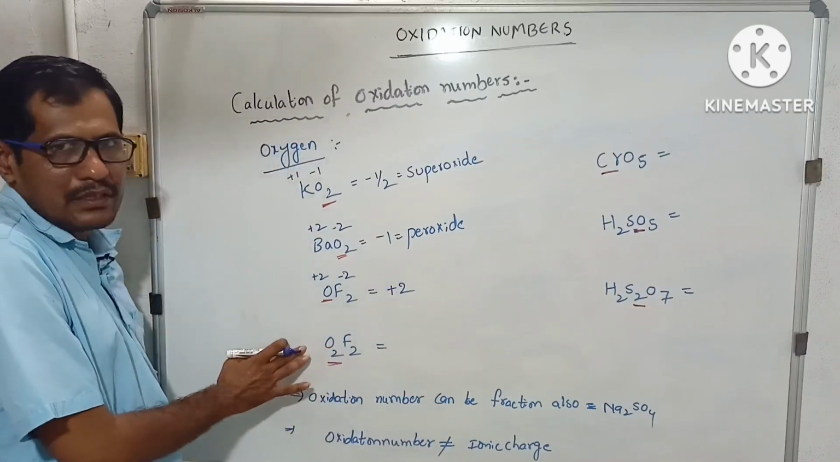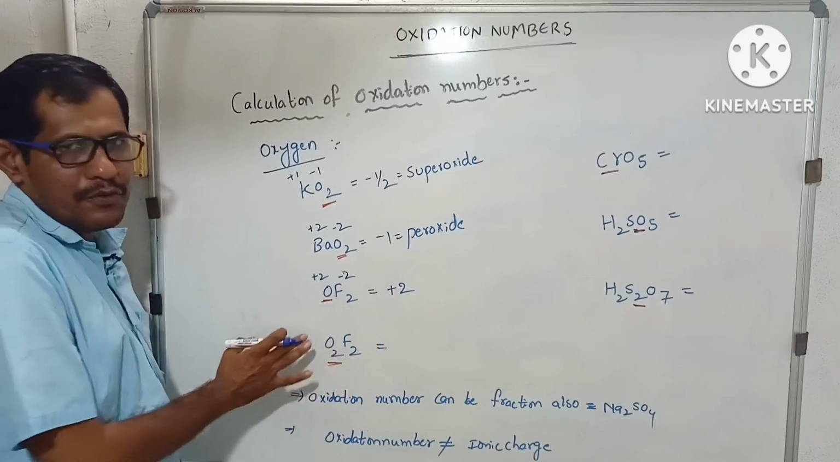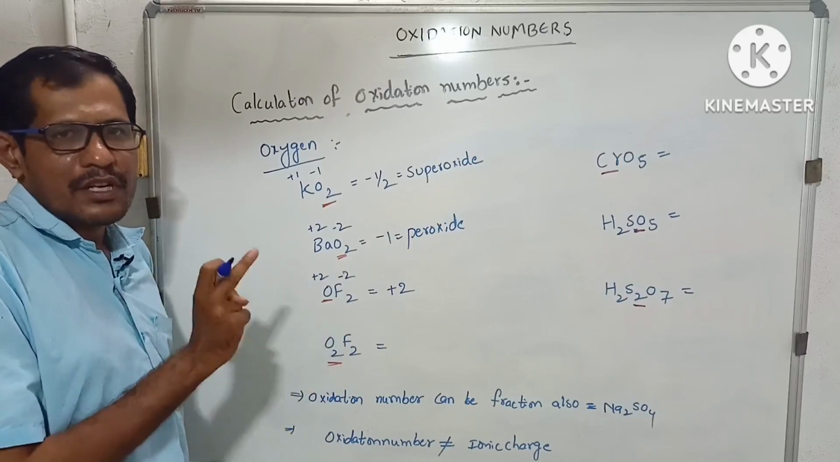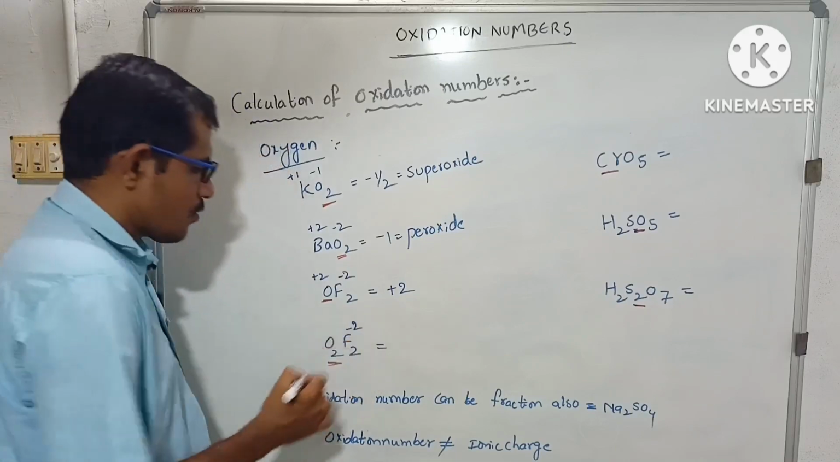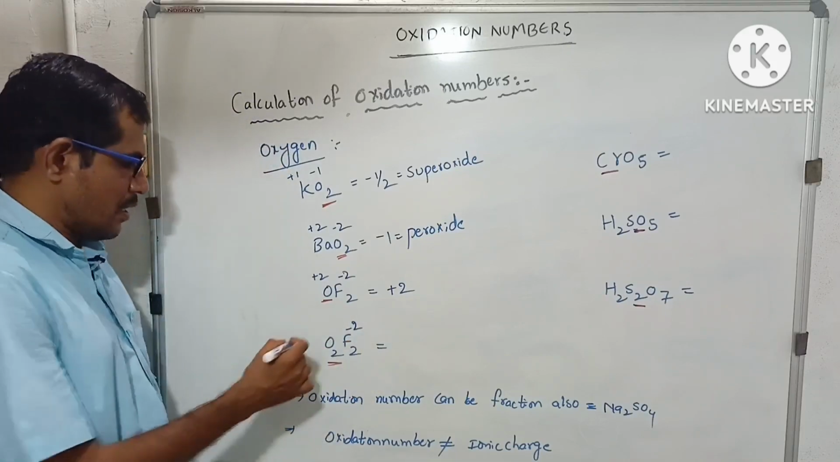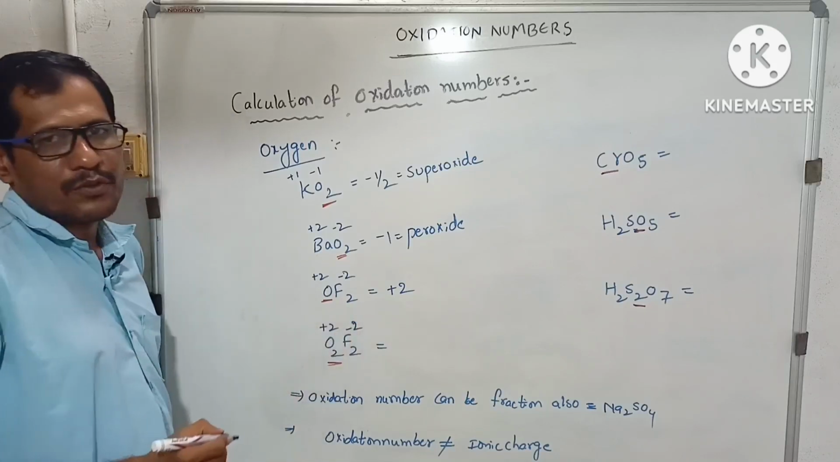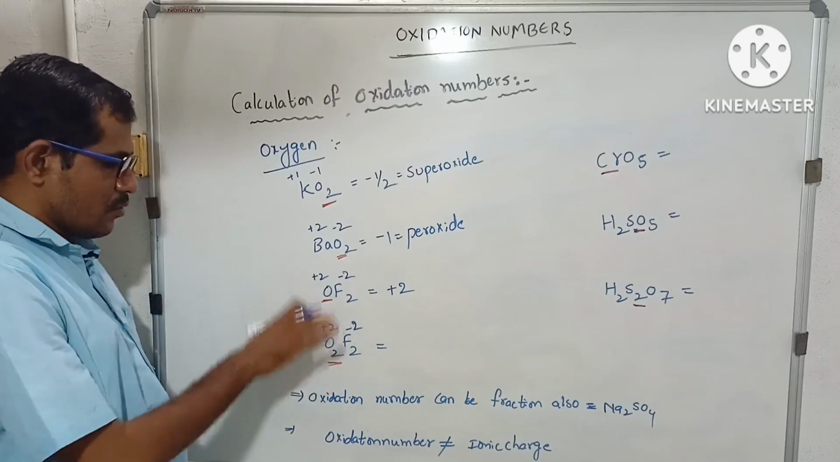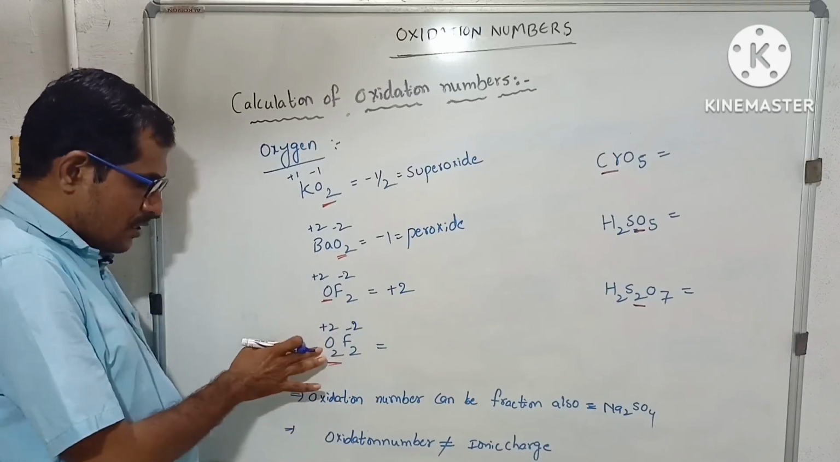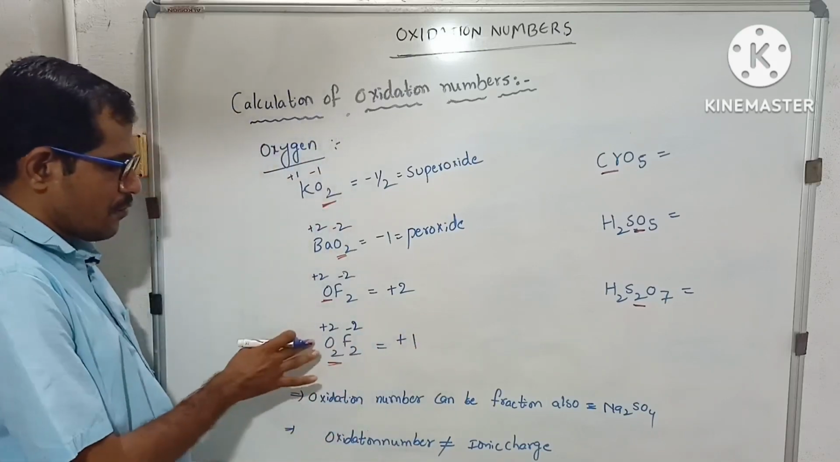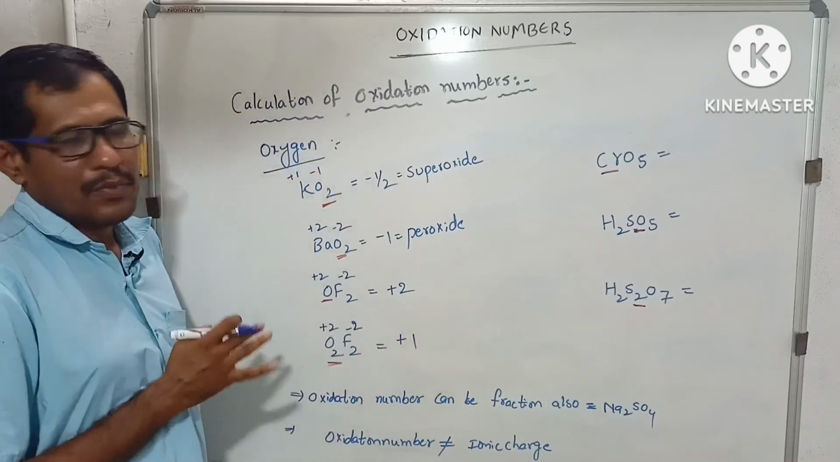In O2F2, what is the oxidation state? We'll see now. Each fluorine is minus 1. There are 2 fluorines, so minus 2. So the molecule itself as a whole is neutral, so oxygen will get plus 2. So if we divide, for 2 oxygens it is plus 2, for 1 oxygen it will come as plus 1. So in O2F2, the oxygen oxidation state is plus 1, right?